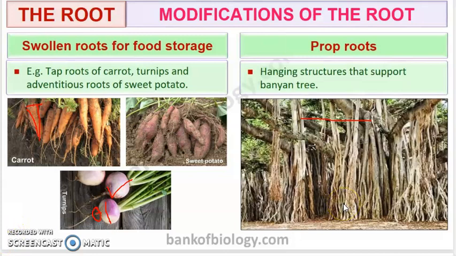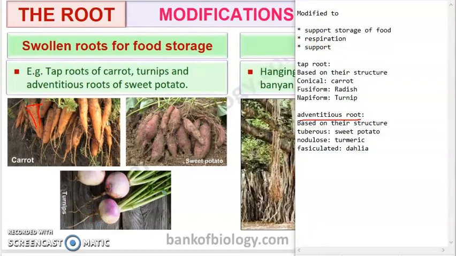These adventitious roots also become swollen like the taproot, and they store their food. Based on the structure in different plants, they are categorized into three. First one is the tuberous. The second one is the nodulose, and then comes the fasciculated. These are the different structures which they form with the swollen root.